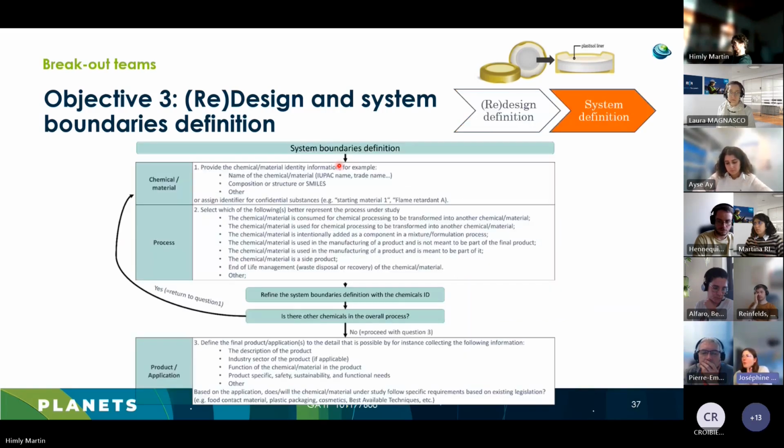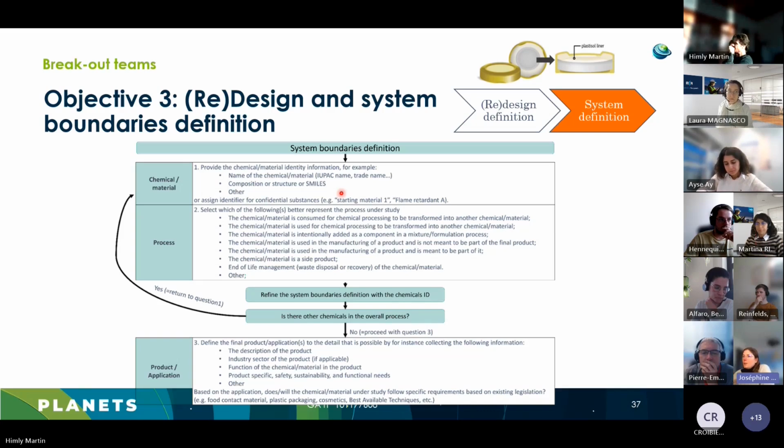Once this is done, we can go on to the system definition. So we move on to the second part. The second part starts with the system boundary definition. Once this is done, we can ask some questions about the chemical material. This is really inspired by what Norbert and Sabine showed you, the decision tree in purple, green and blue from the JRC methodological guidance. This is quite the same question.